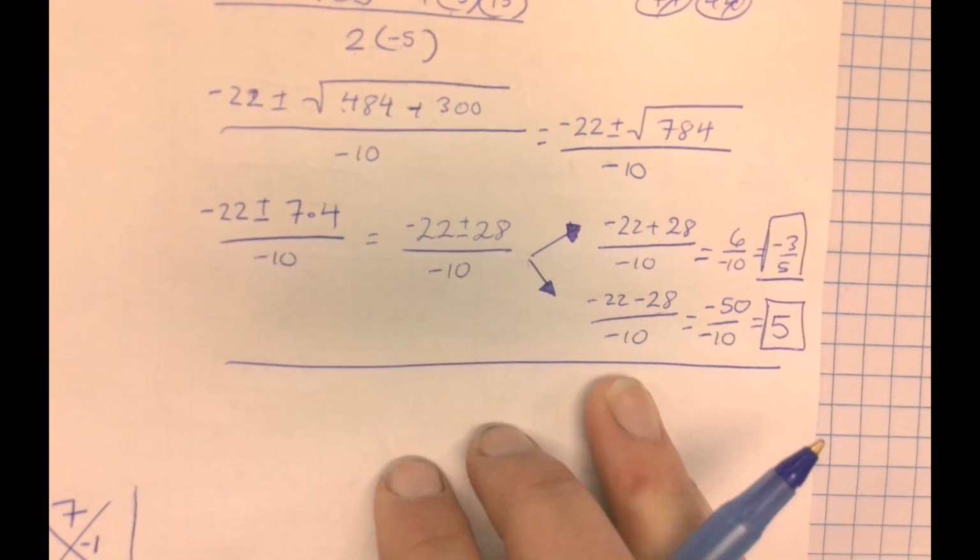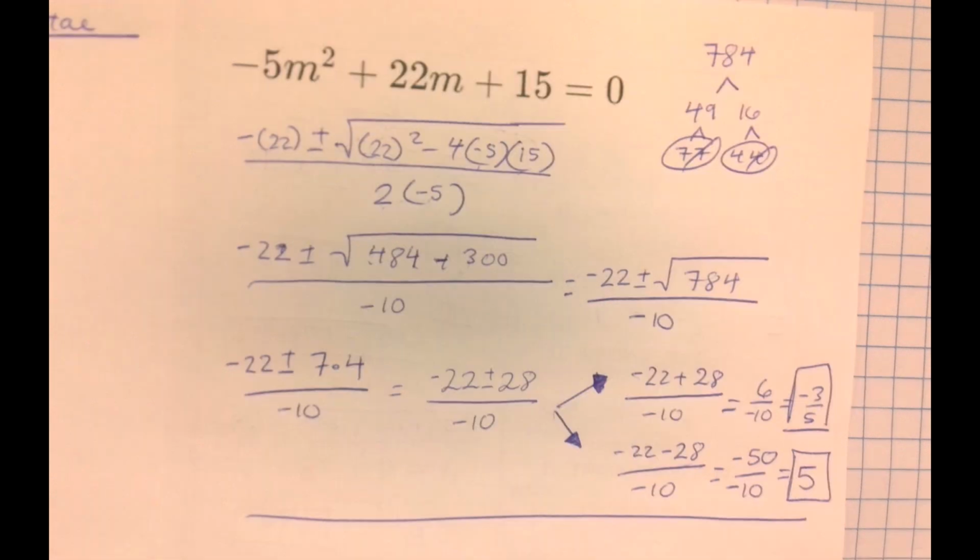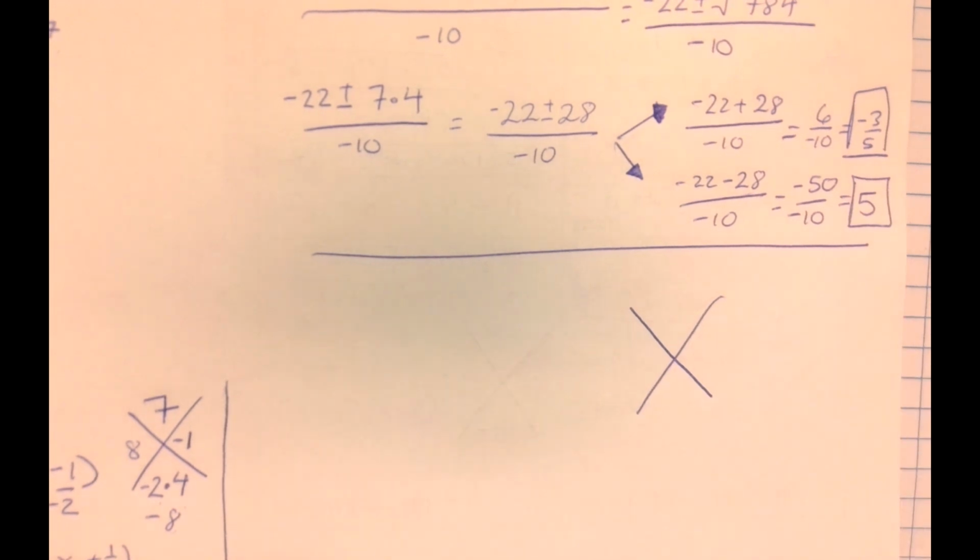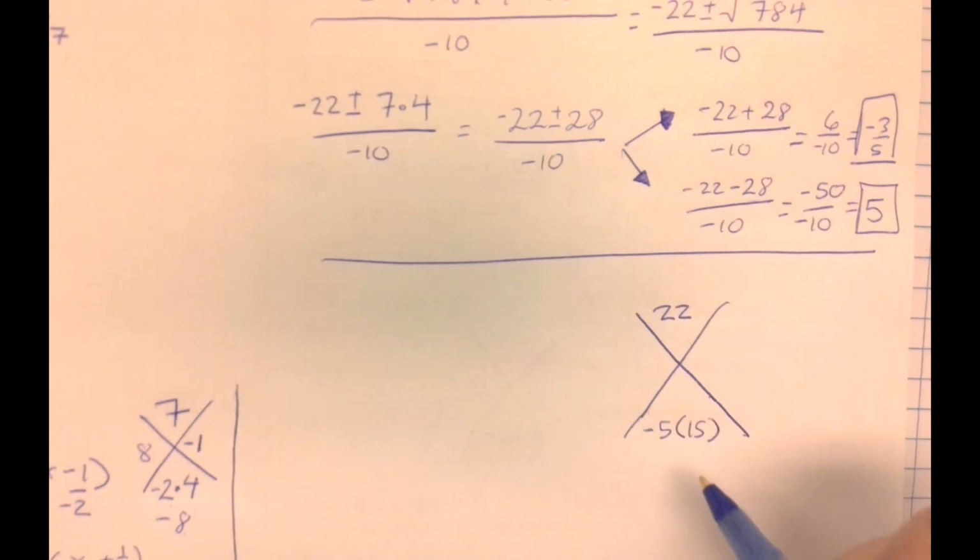Okay, so now we're going to do this the X method. I'm going to give you a minute to get that started and let you finish copying. All right, guys, let's get it set up. What goes in the top of the X? The 22. What goes in the bottom of the X? Negative 5 times 15.